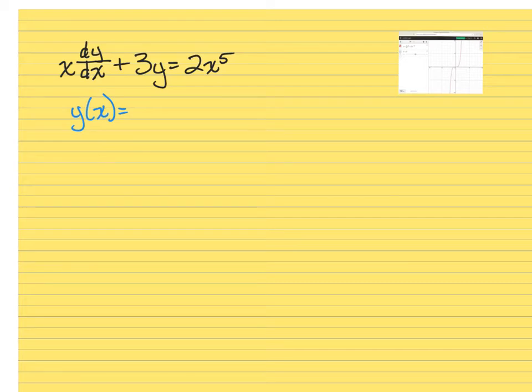That this was a solution: 1/4 x to the fifth plus c x to the minus third. That equation, or that function, was a solution to the differential equation. We also talked about this idea that this c can represent any constant and it's still a solution.